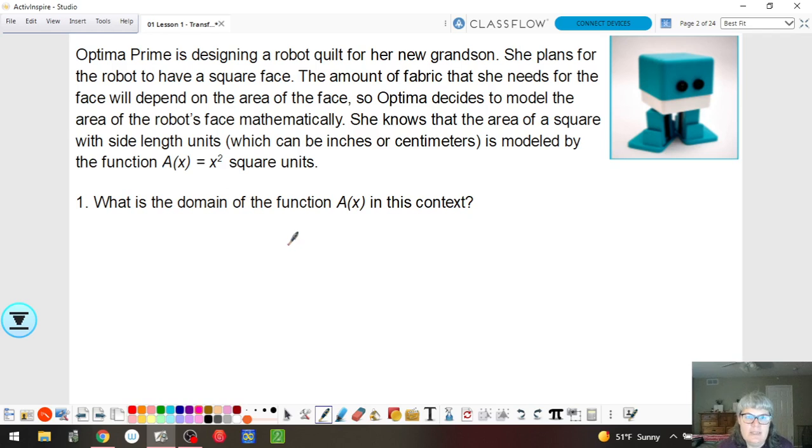Now, in this context where we're measuring fabric, what is the domain? Can you have negative values in your domain? Remember, domain is the set of x values. And no, we can't have negative values when we measure something. So our domain is going to start at 0, and it can increase up to infinity, because we're not sure what her maximum size is that she can have. So those side measurements can be anywhere from 0 to infinity.